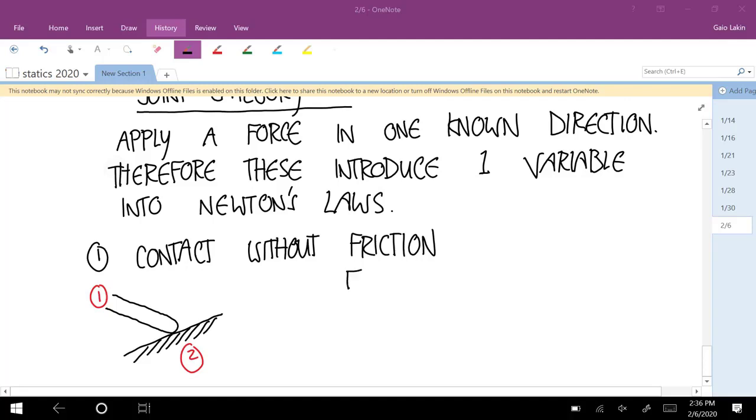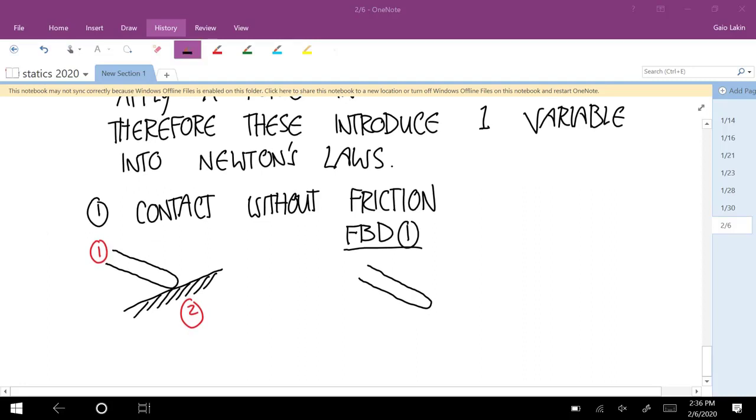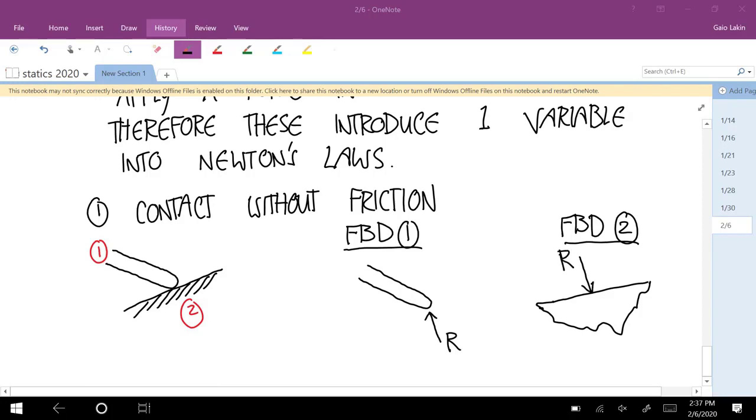So a free body diagram of body one would have a force perpendicular to that surface. I'll call that R. And if you were doing a free body diagram of body two, so it's just like a chunk of the ground there, it would be equal and opposite. Same magnitude, but opposite direction.